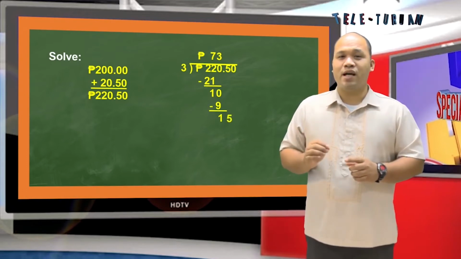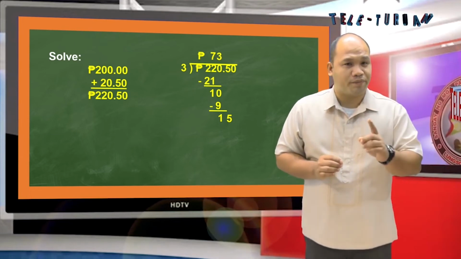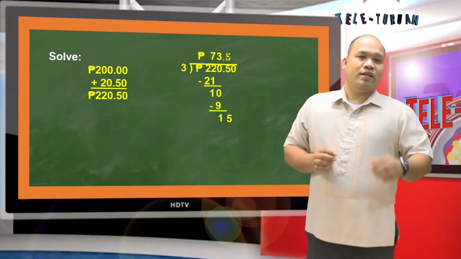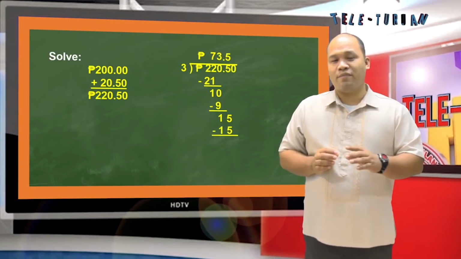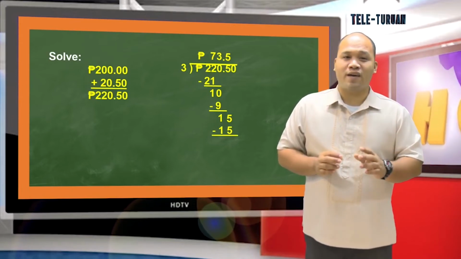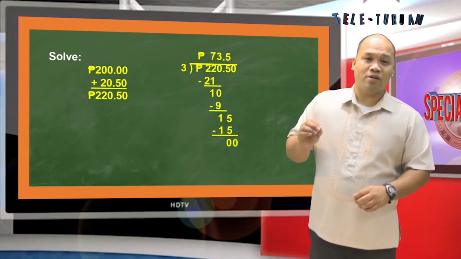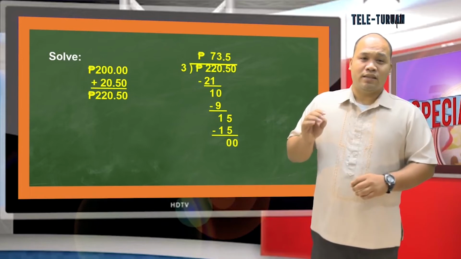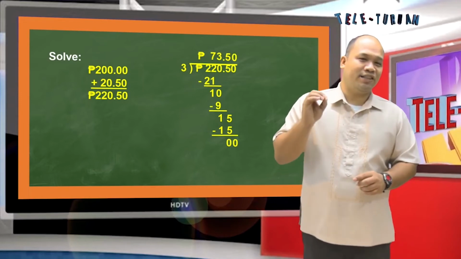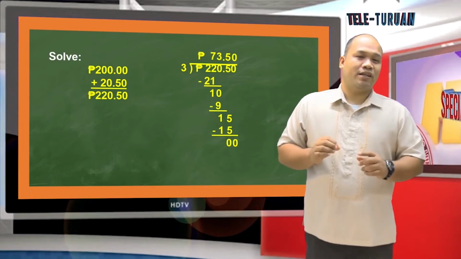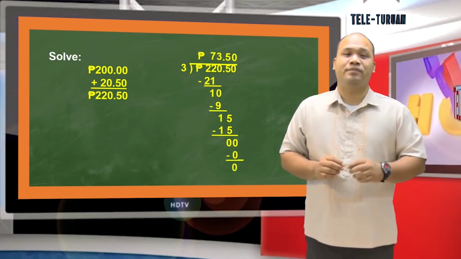So again, we bring down 5. So it becomes 15. 15 divided by 3 is what number? Very good. The answer is 5. 5 times 5 is equals to 0. And last, we'll bring down 0. 0 divided by 3, the answer is what? Excellent! The answer is 0. 0 times 3 is equals to 0. And 0 minus 3 is equals to 0.